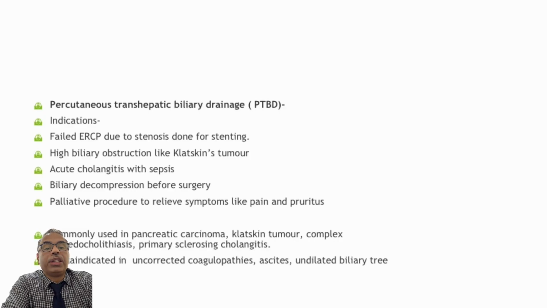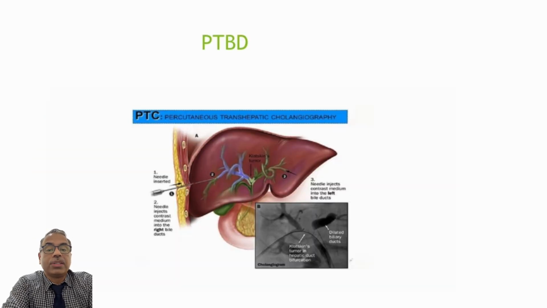PTBD utility is commonly seen in pancreatic carcinoma, carcinoma of the head of pancreas, Klatskin's tumor, complex choledocholithiasis, or primary sclerosing cholangitis, which may be seen in a few inflammatory bowel disease conditions. Generally, PTBD would be contraindicated if the patient has uncorrected coagulopathies, which can lead to complications like bleeding. Or if the patient has massive ascites, then also we would be hesitant to do this procedure. And obviously, if the biliary tree within the liver especially is undilated, then we cannot cannulate that, and in that case PTBD would not be useful.